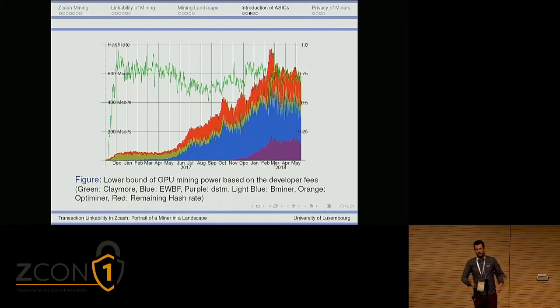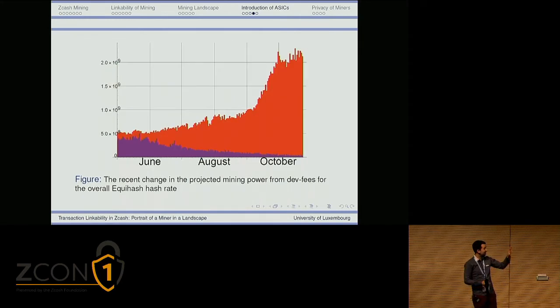But after May, we know that ASICs were actually introduced into Zcash, and we were also interested in how this graph changed after the introduction of ASICs, which is this graph where you can see that from basically June until the end of October, the mining power has basically quadrupled, while the estimated GPU power has diminished to completely zero, which means that the mining power has completely changed from being GPU-based to completely ASIC-based mining power.